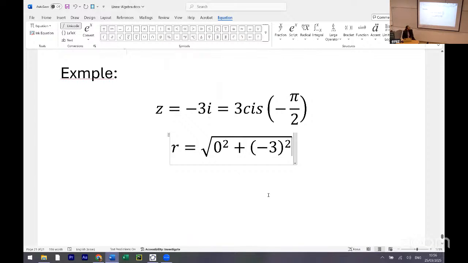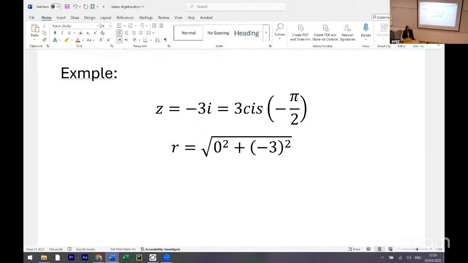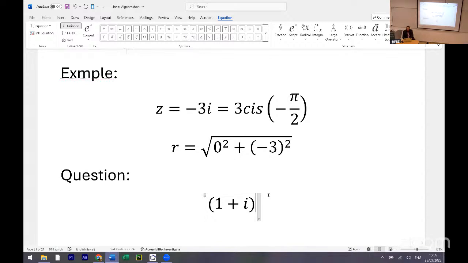Okay, so I said I have another question. How much is 1 plus i to the power of, I don't know, 123? What would you do if I asked you to calculate 1 plus i to the power of 123? Use the binomial. That's horrible, right? I don't recommend it.